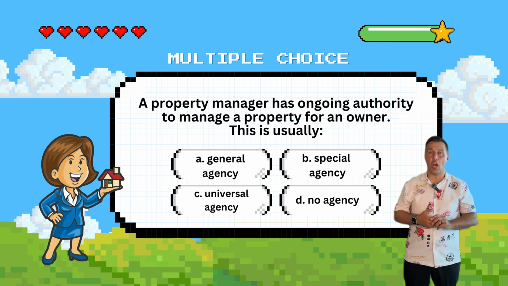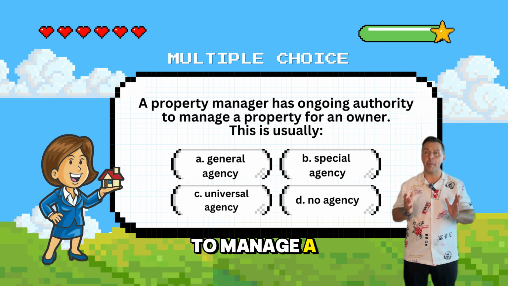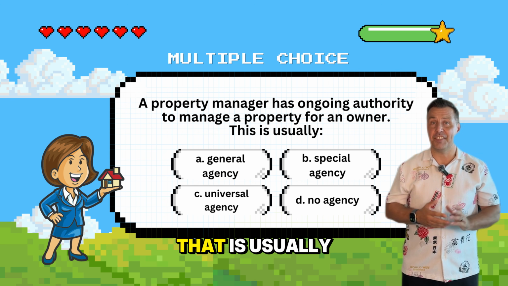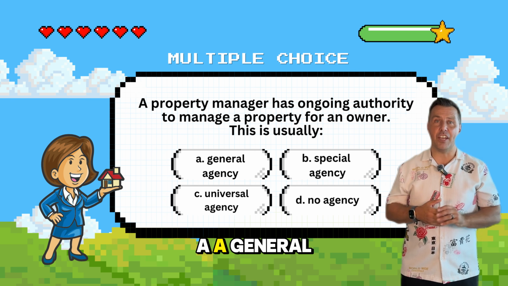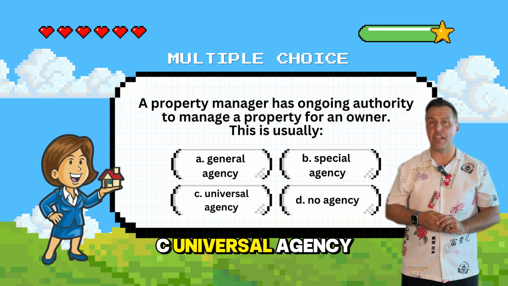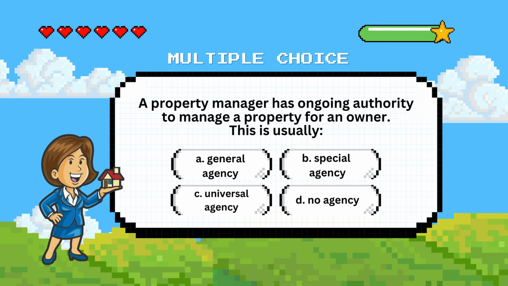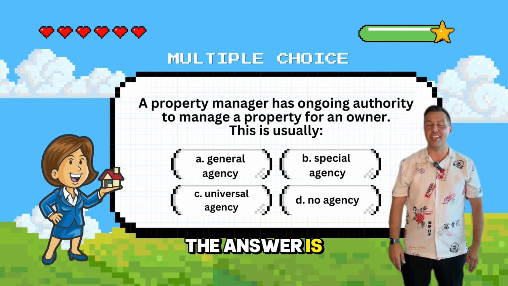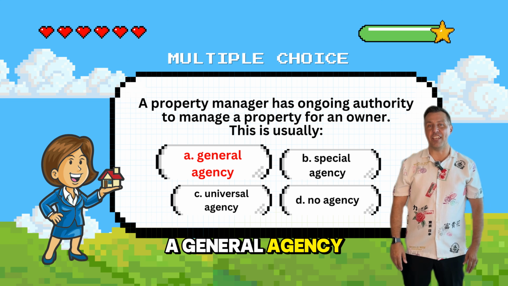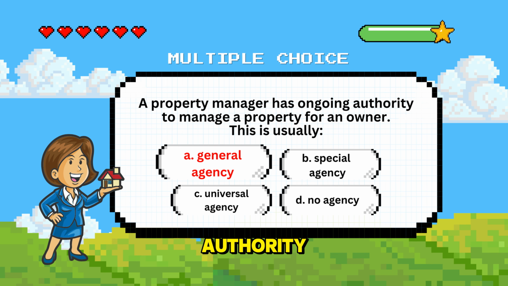Question 15. A property manager has ongoing authority to manage a property for an owner. That is usually A. A general agency, B. Special agency, C. Universal agency, or D. No agency. The answer is A. General agency. Property managers usually have broader, ongoing authority within the scope of management.